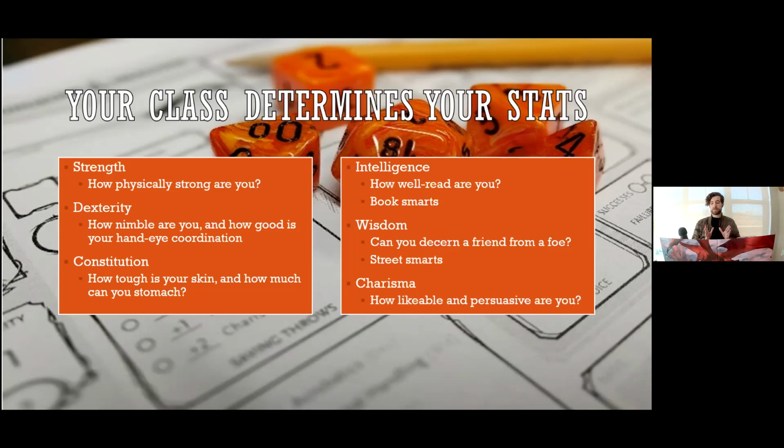These are essentially summarized descriptions of what every stat is. So strength is your strength. How physically strong are you? Dexterity, how nimble are you? And how good is your hand-eye coordination? Your constitution really comes into play whenever it comes into any ailments that you may obtain, like being able to withstand poison. So it's how tough is your skin and how much can you stomach.